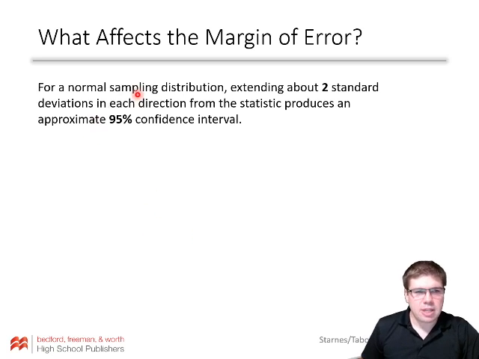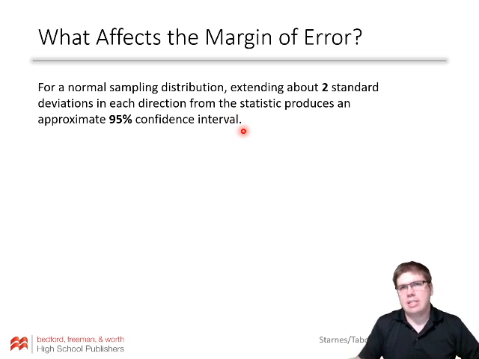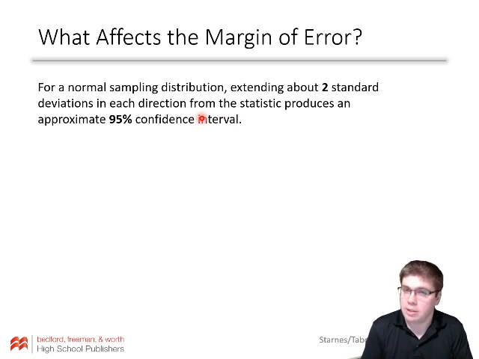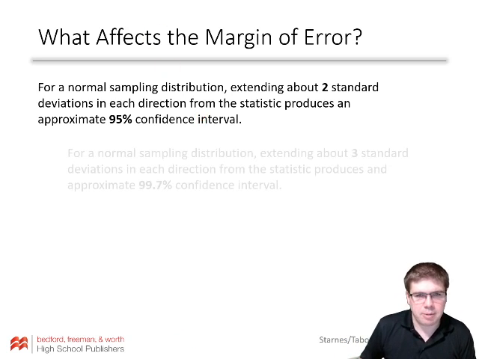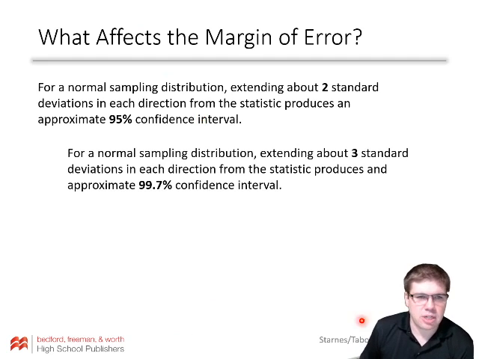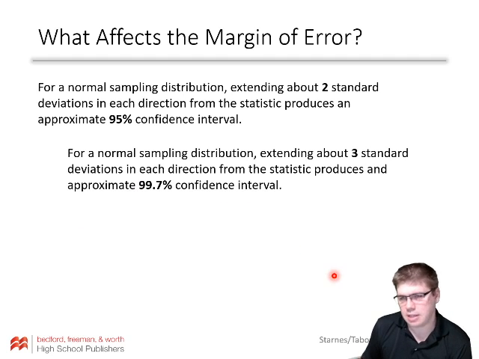So for a normal sampling distribution, extending about 2 standard deviations in each direction from the statistic produces an approximate 95% confidence interval. So remember the 68, 95, 99.7 rule. On a very simple level, it's not exactly right, but about 2 standard deviations covers 95% of the variability. For a normal sampling distribution, extending about 3 standard deviations in each direction produces a 99%, really 99.7%, confidence interval.